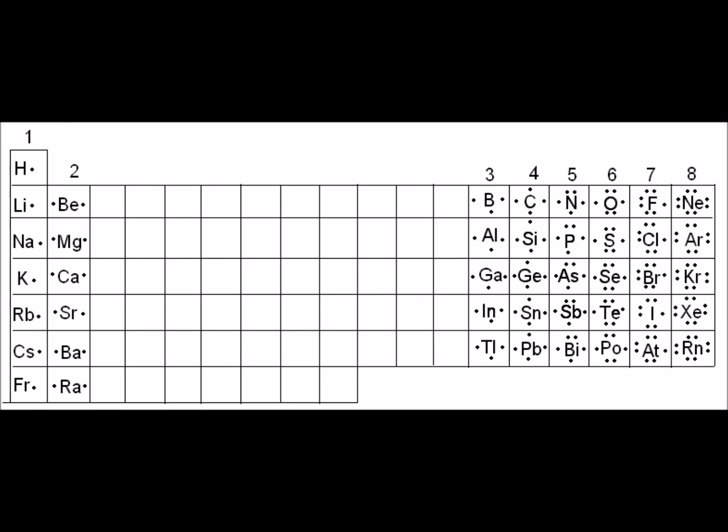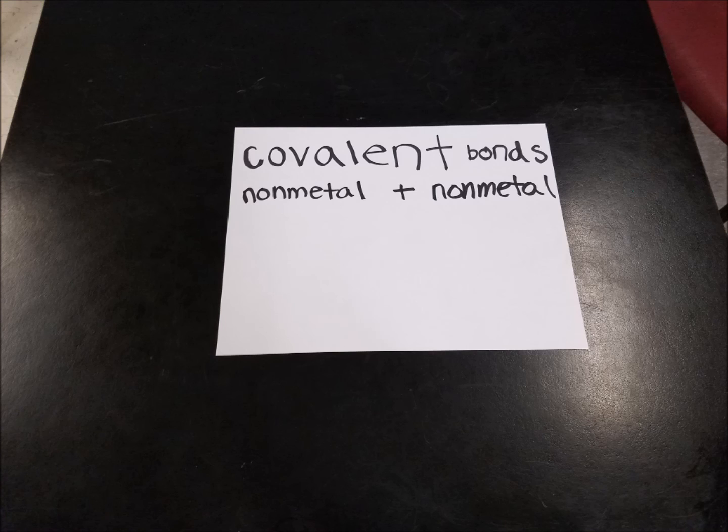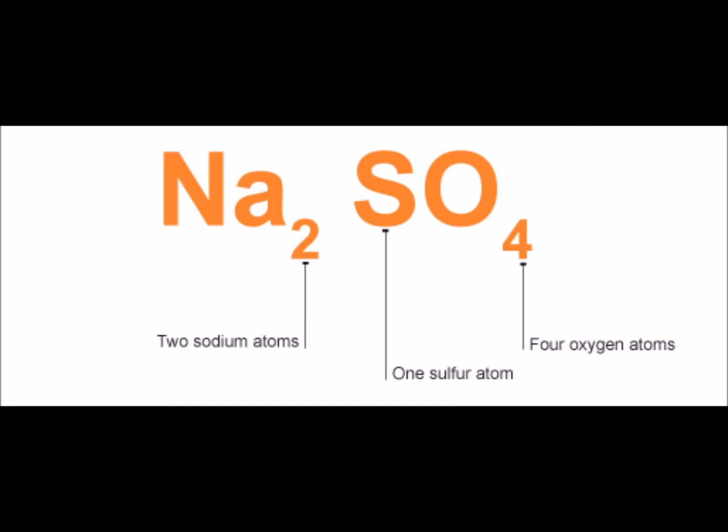As a recap, the number of valence electrons in an atom corresponds with their column number. Second, there are 2 types of bonds. Ionic bonds are between a metal and a nonmetal, and covalent bonds are between 2 nonmetals. Lastly, the chemical formula is a set of letters and numbers that tell which elements are in a compound and how many of them there are.